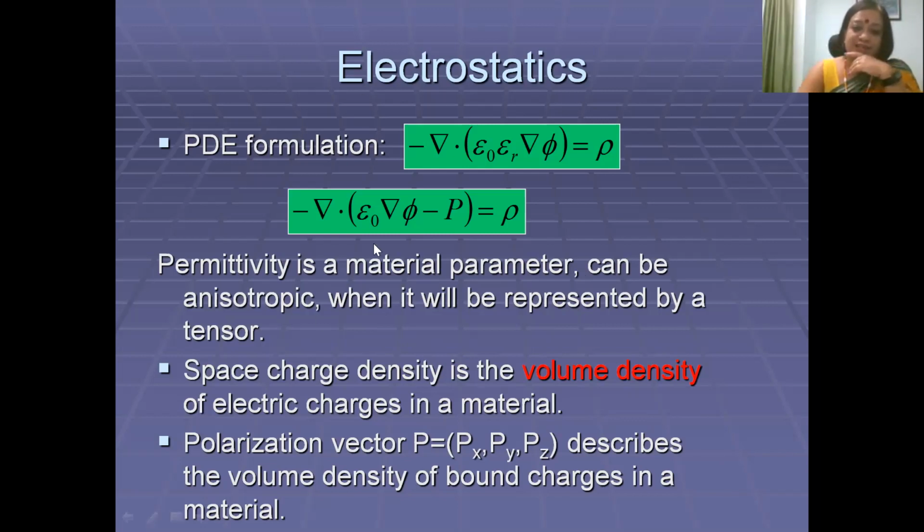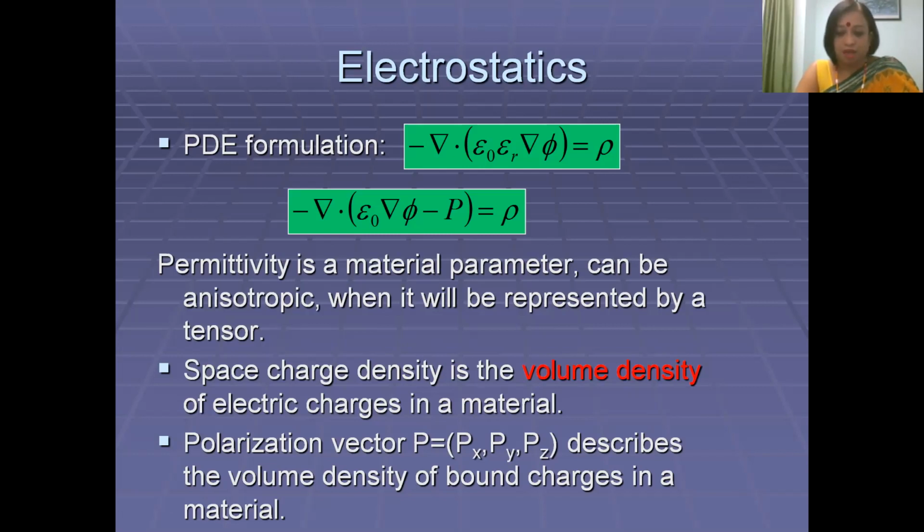We have a third parameter, which is P, and P is a polarization vector, much in the nature of electric field intensity or electric flux density D. So just as D at a point is defined by Dx, Dy, Dz, similarly P is defined as Px, Py, Pz, and the difference between D and P is that P describes a volume density of bound charges. And by this time, you're well aware where these bound charges come from. But I will still go through it for the sake of completeness.